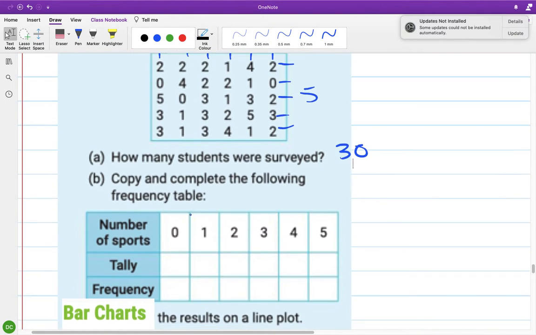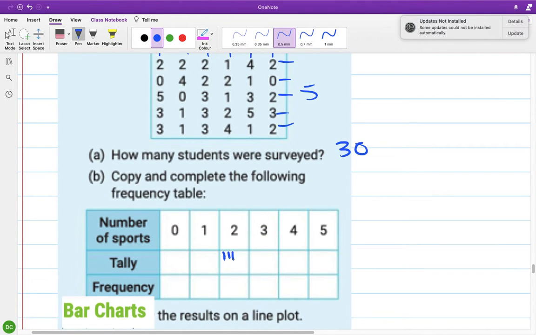Copy and complete. Okay, here we go. If I can just keep it there. 2, 2, 2. 1, 2, 3. 2, 2, 2. 1, 4, 2. 0, 4, 2. 2, 1, 0. 0. 5, 0, 3. 1, 3, 2. 3, 1, 3. 2, 5, 3. 3, 1, 3.